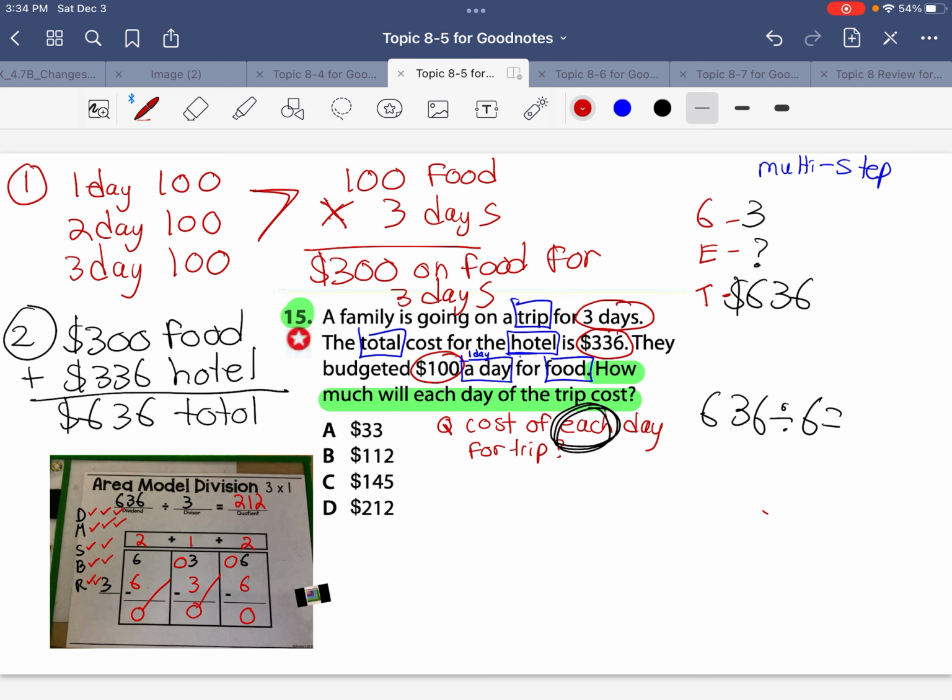So 636 divided by 3 is 212. And that's going to be how much money they spent on each day for the trip. So every day for the 3 days, they spent $212. Okay, which is D.